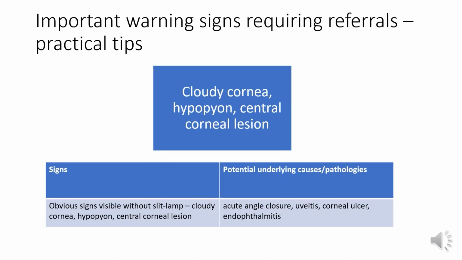Even without high-end ophthalmic instruments such as the slit lamp, you could still spot some of the alarming signs. These signs include obvious pathology on the cornea, such as a cloudy cornea, which may indicate corneal edema, hypopyon, which is a collection of pus in the anterior chamber, indicating an ongoing severe intraocular inflammation such as endophthalmitis, and a central corneal lesion, which could be a corneal ulcer.